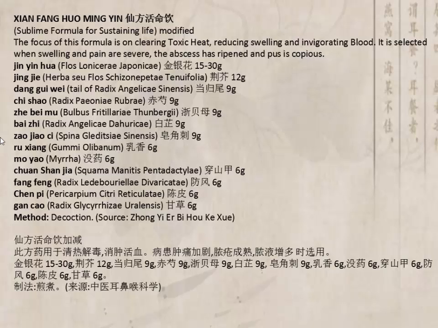We also have Wu Xiang Mo Yao, frankincense and myrrh, which are really more blood moving, so you can see the amount of pain here is almost like blood stagnation. And also Shanjia is for the pain. Fang Feng Chen Pi Gan Sao, mostly wind and phlegm stuff.